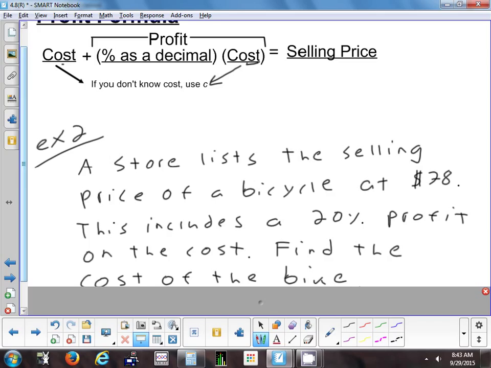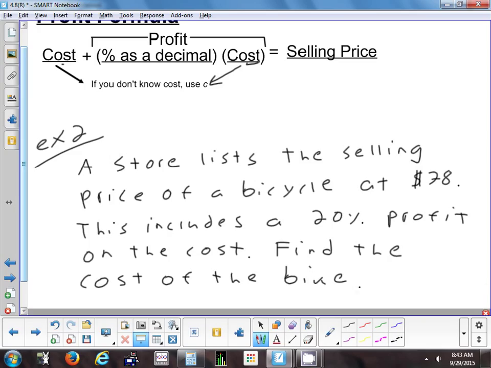So what that means is the store didn't actually pay that much. Maybe they bought it from the manufacturer. All right? Maybe they only paid $50. But the store has to make some money. Okay? So we're going to find out what was the cost for the store to buy the bike from the manufacturer. Okay, so we're going to solve for cost.